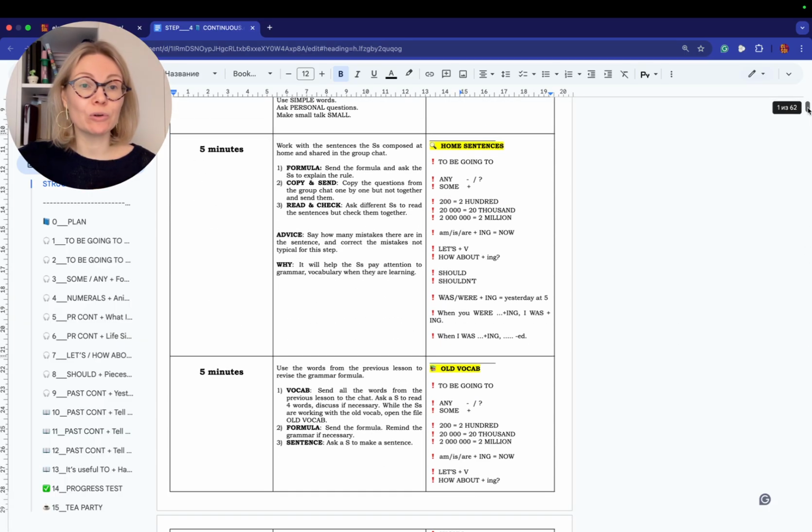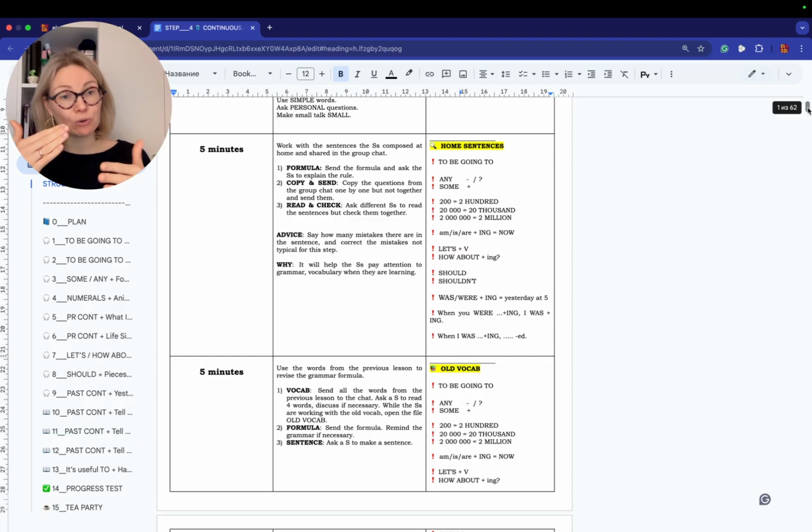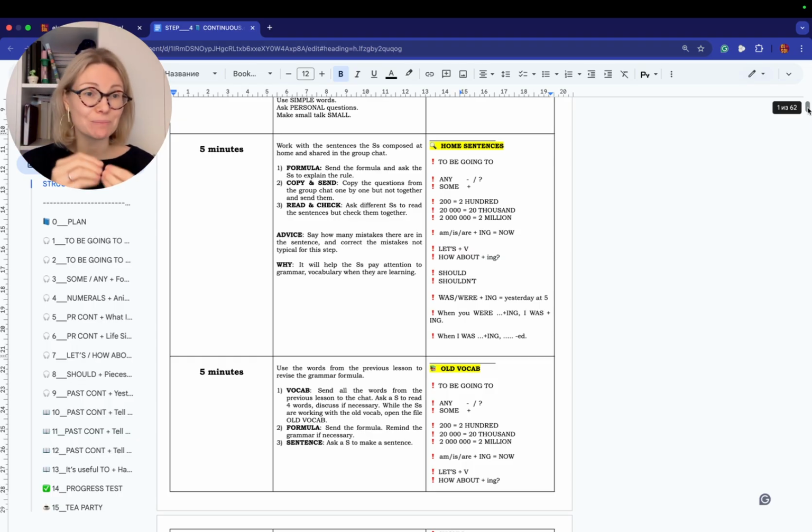In this step, you're going to work a lot with a lot of different things. That's why small talk should be really short, because otherwise you will have no time for debates, situations, listening, vocabulary, grammar. So a lot. After that, we work with home sentences according to the formula, according to the algorithm.